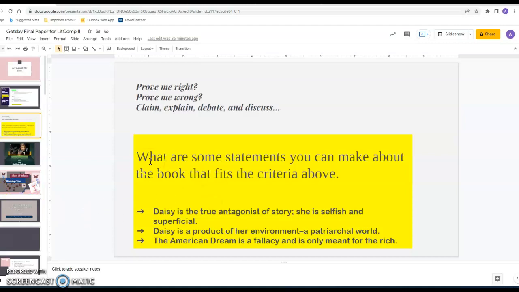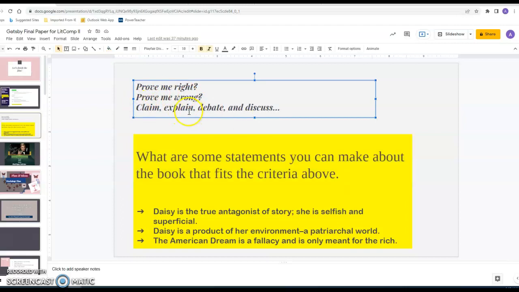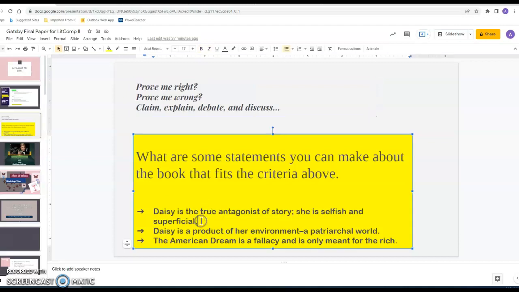So if you look right here, what are some statements you can make about the book that basically have claims? They are explainable, debatable, and worthy of discussion. They tend to use powerful vocab, they tend to play with sentence structure, and they really try to push the button of the reader, making them wonder, what do you mean?